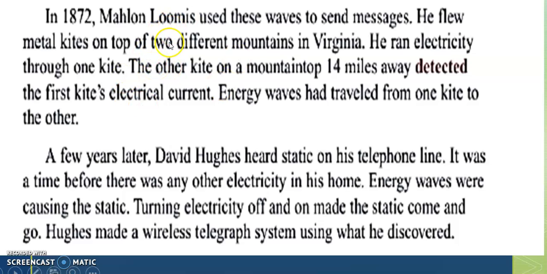This, chicos y chicas, was an experiment. Who did it? Loomis, right? Mahlon Loomis did this experiment with one kite. What is a kite? Cometa, right? With one kite, the electricity touched the kite, and 14 miles away another kite detected the first kite's electrical current. Energy waves had traveled from one kite to the other. So this experiment of the kites gave the first results of radio.